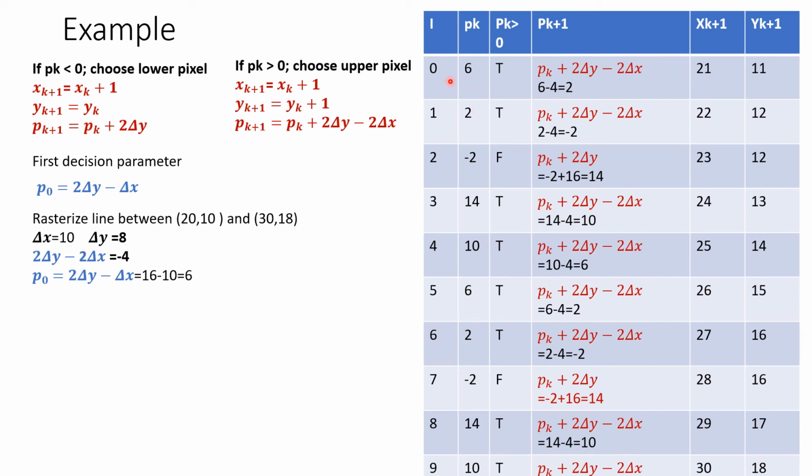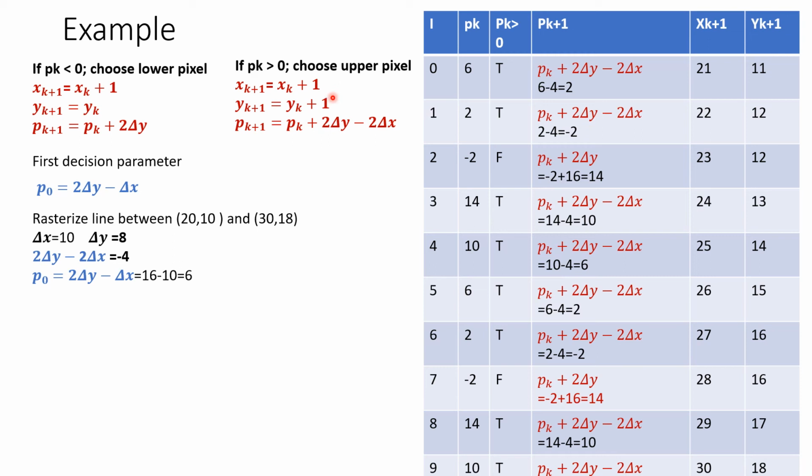However, for the current iteration, since 6 is the decision parameter, it is greater than 0. The next pixel values will be xk plus 1 and yk plus 1. So we have 20 and 10 as the first value, so we'll get 21 and 11. This we'll plot, and then we move to the next iteration. In the next iteration, the decision parameter which we obtained over here is 2. So we have a positive decision parameter, pk is greater than 0. Yes, true. So again we use this as a formula to calculate the next decision parameter, and we apply pk plus 2 minus 4, we get minus 2.